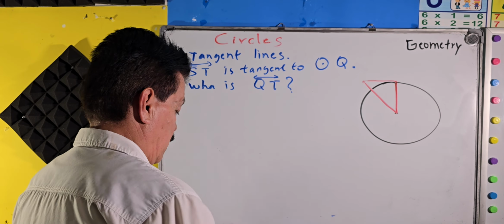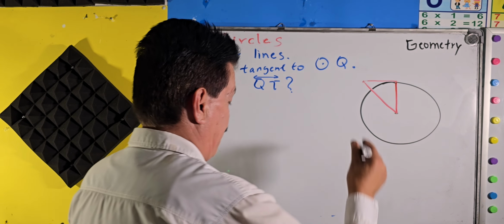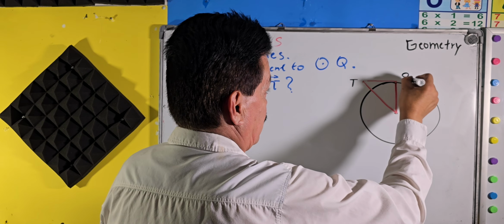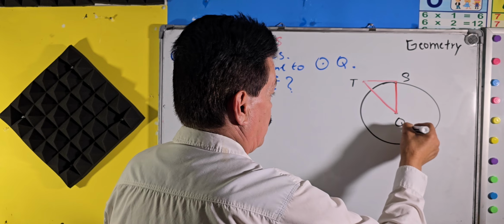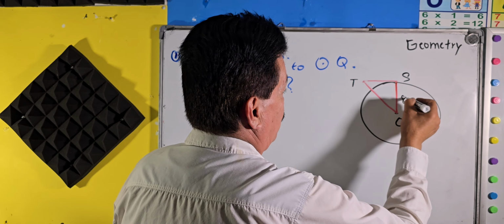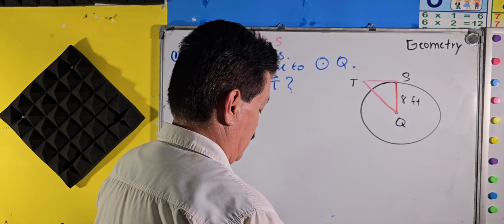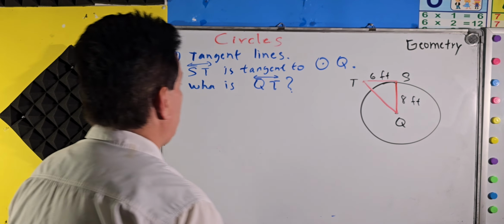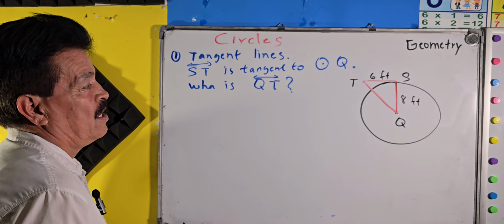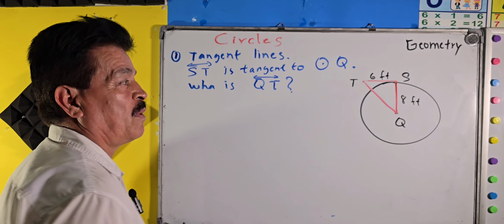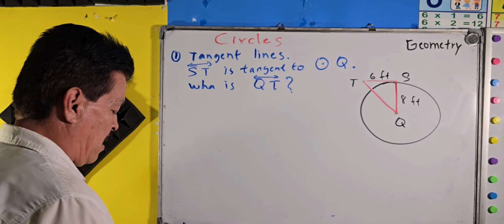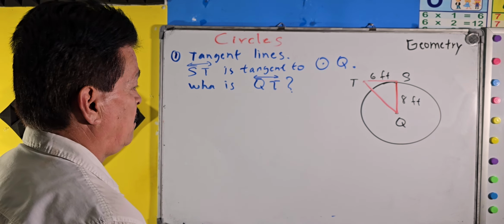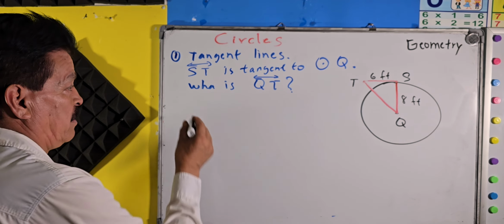And now let me give you values. This is T, and this is S, and this is Q. And then here is 8 feet, and here is 6 feet. So now we have to know how much is QT, this side of the triangle. So how? Here, just write the information, some data.